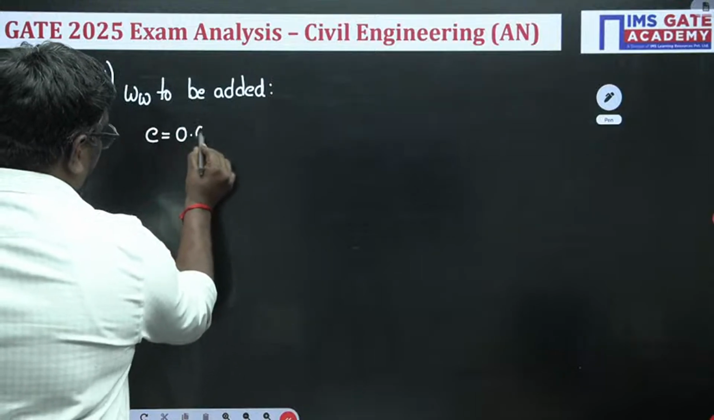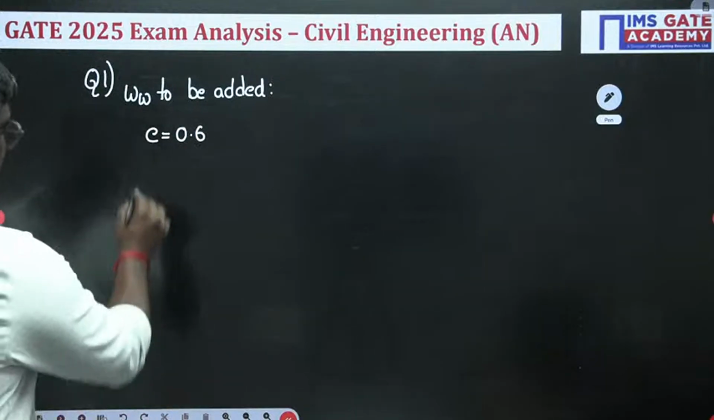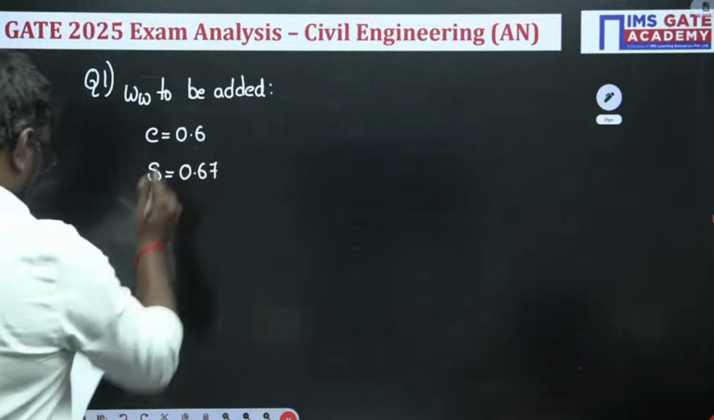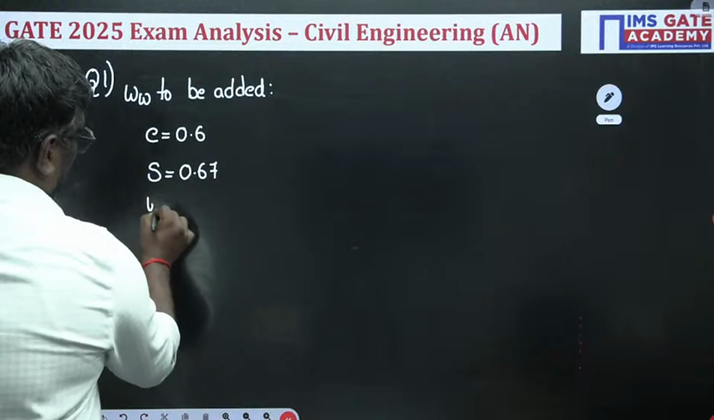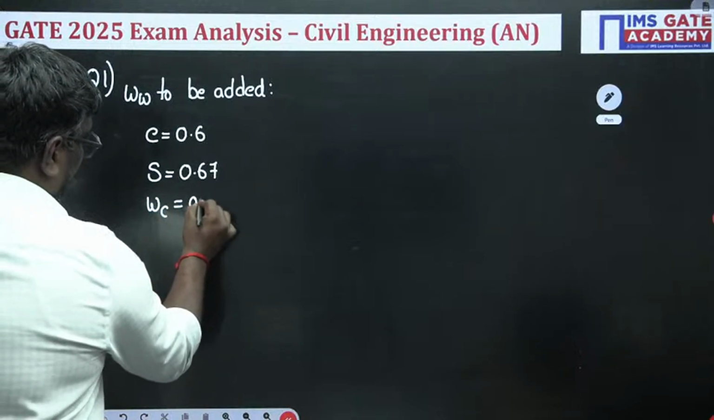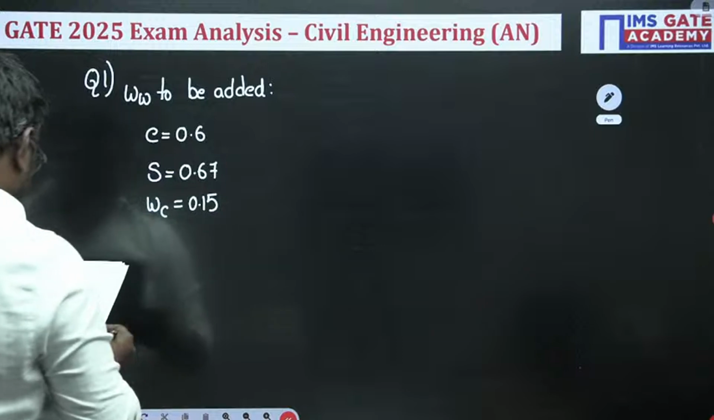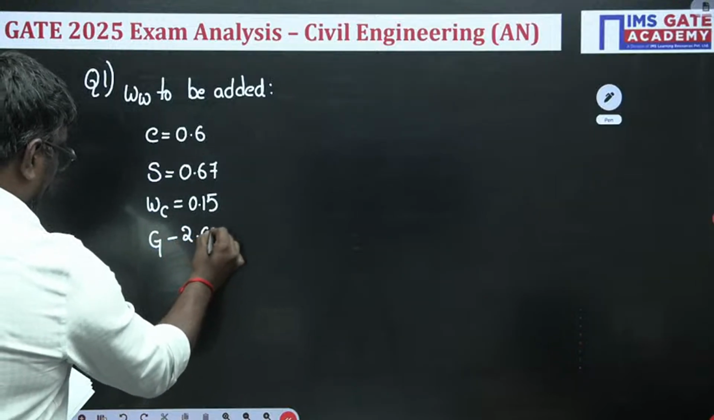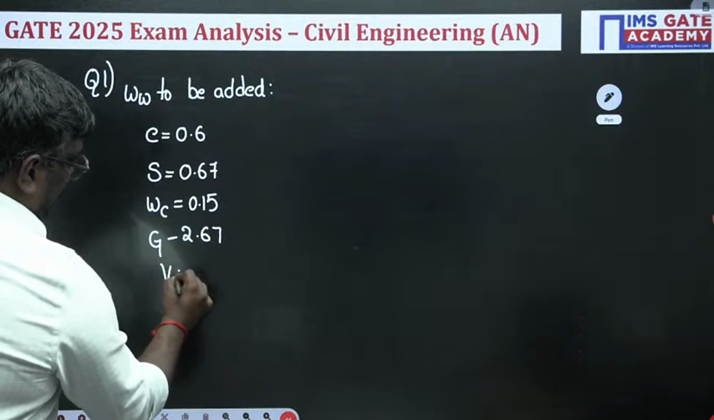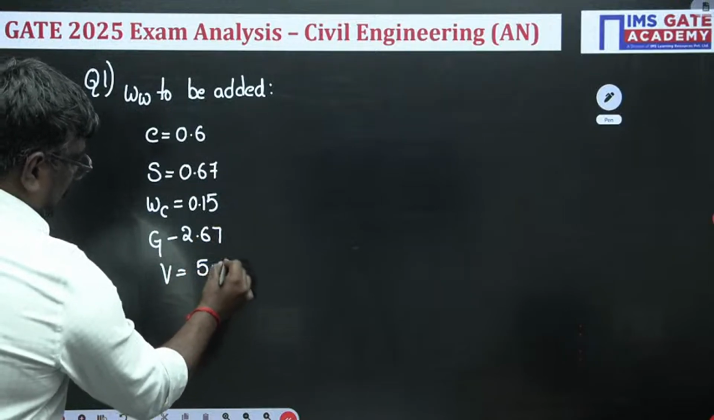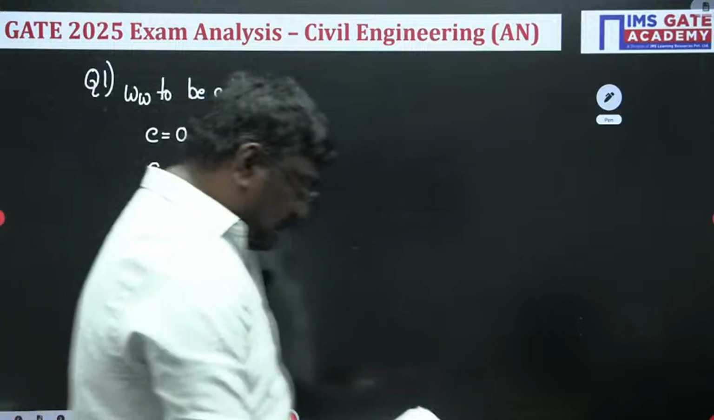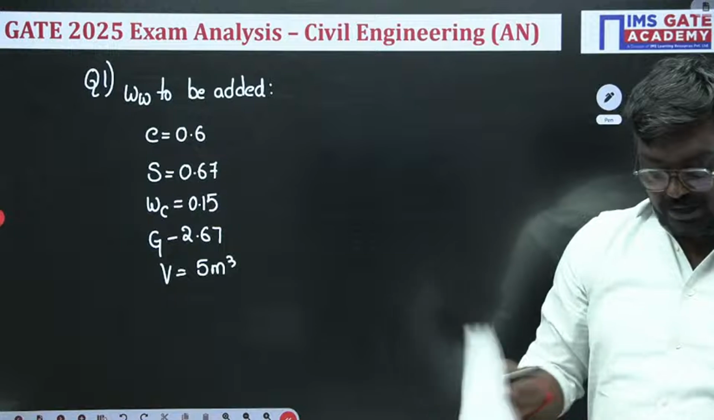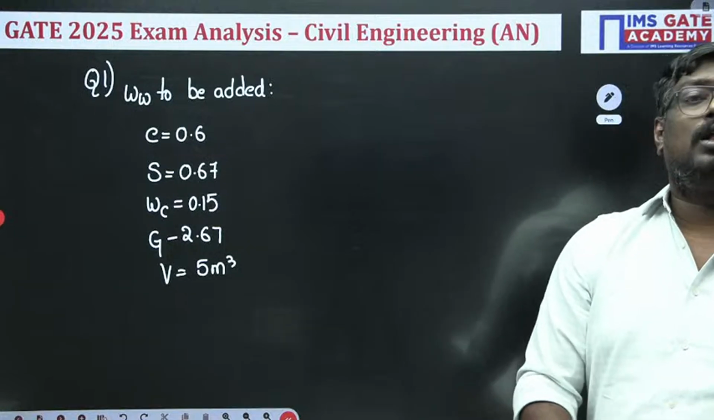The void ratio is given as 0.6. Degree of saturation is 0.67; there is actually nothing to do with this degree of saturation. Water content is given as 0.15, G is equal to 2.67, and volume is equal to 5 meter cube. Most of the people will be asking me how to solve this problem.